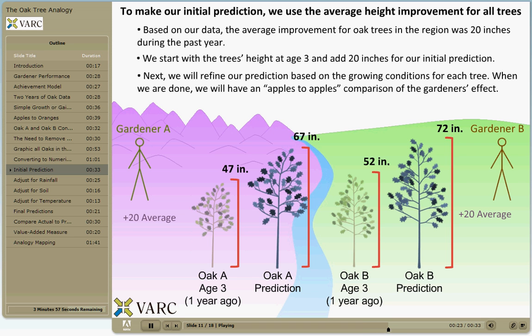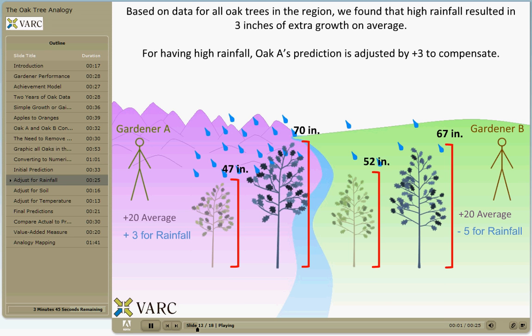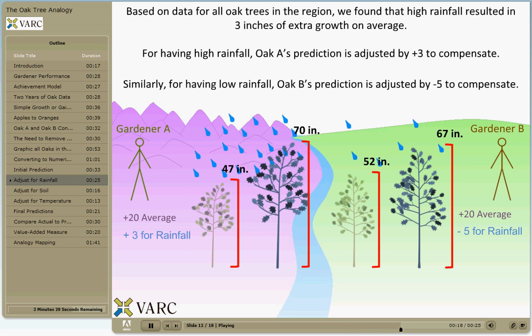Next, we will refine our prediction based on the growing conditions for each tree. When we are done, we will have an apples-to-apples comparison of the Gardner's effect. Based on data for all oak trees in the region, we found that high rainfall resulted in 3 inches of extra growth on average. For having high rainfall, Oak A's prediction is adjusted by +3 to compensate. Similarly, for having low rainfall, Oak B's prediction is adjusted by -5 to compensate.